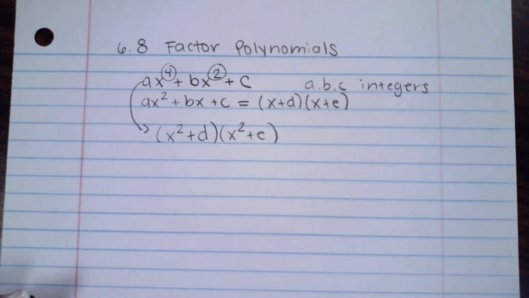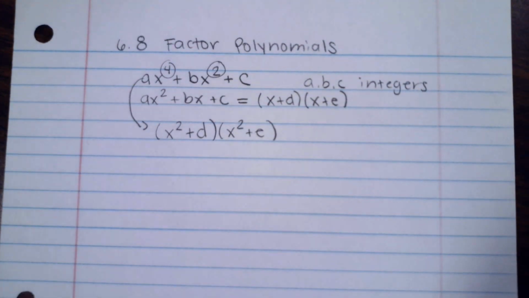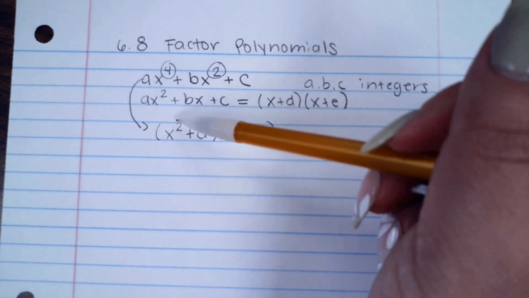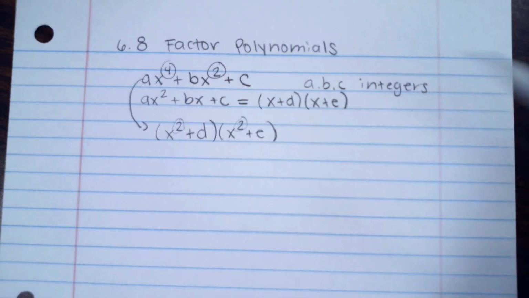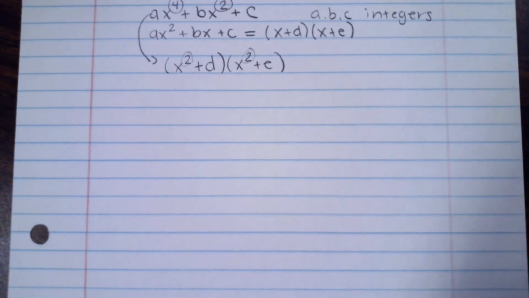So you can do the box method. We're going to slide and divide. You can use difference of squares. Everything is exactly the same except you have an x squared here. All right, let's look at a few examples.